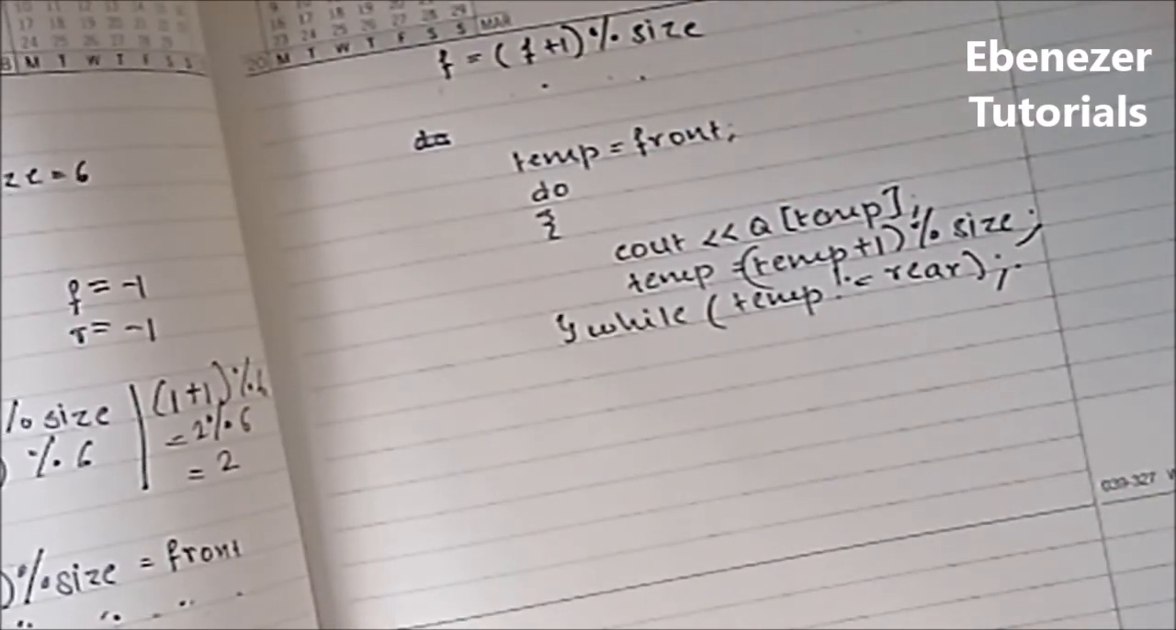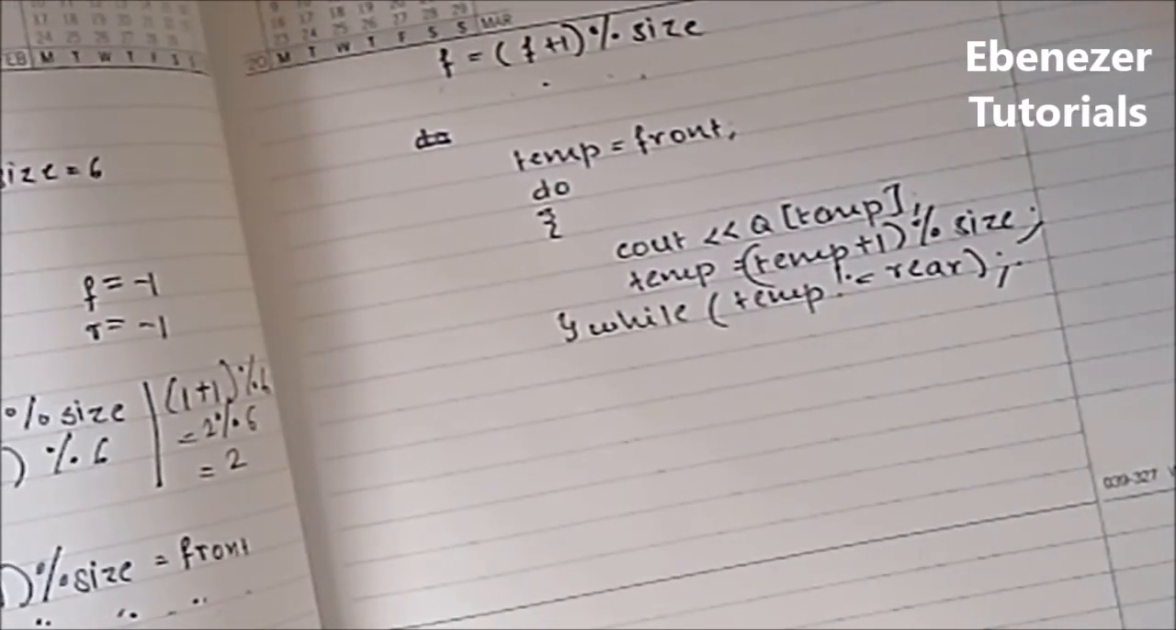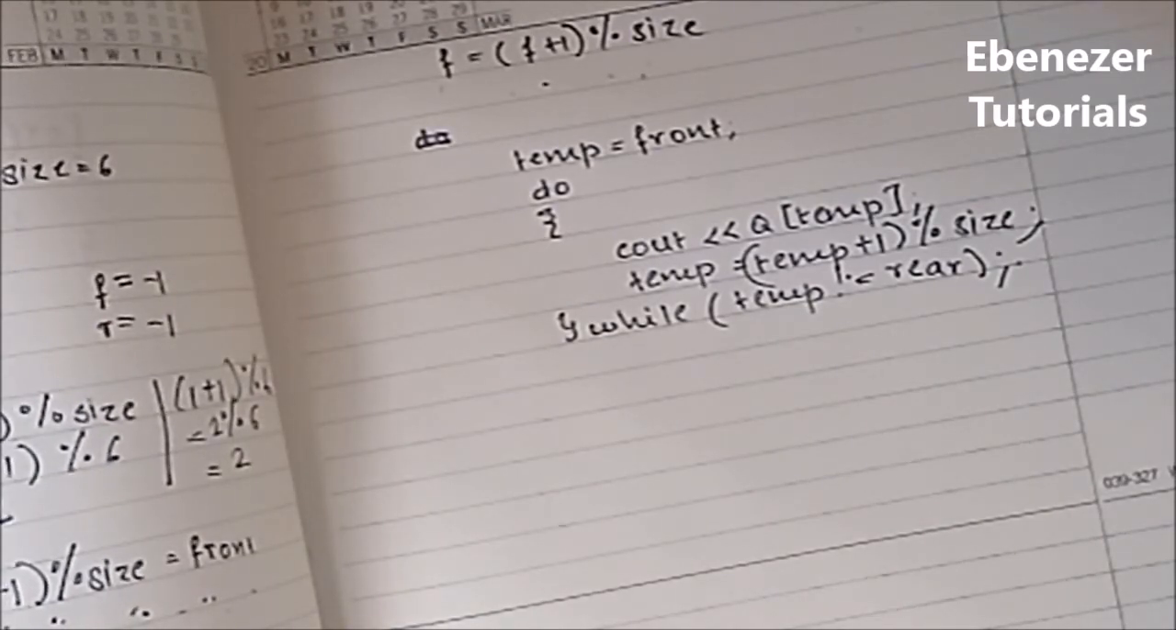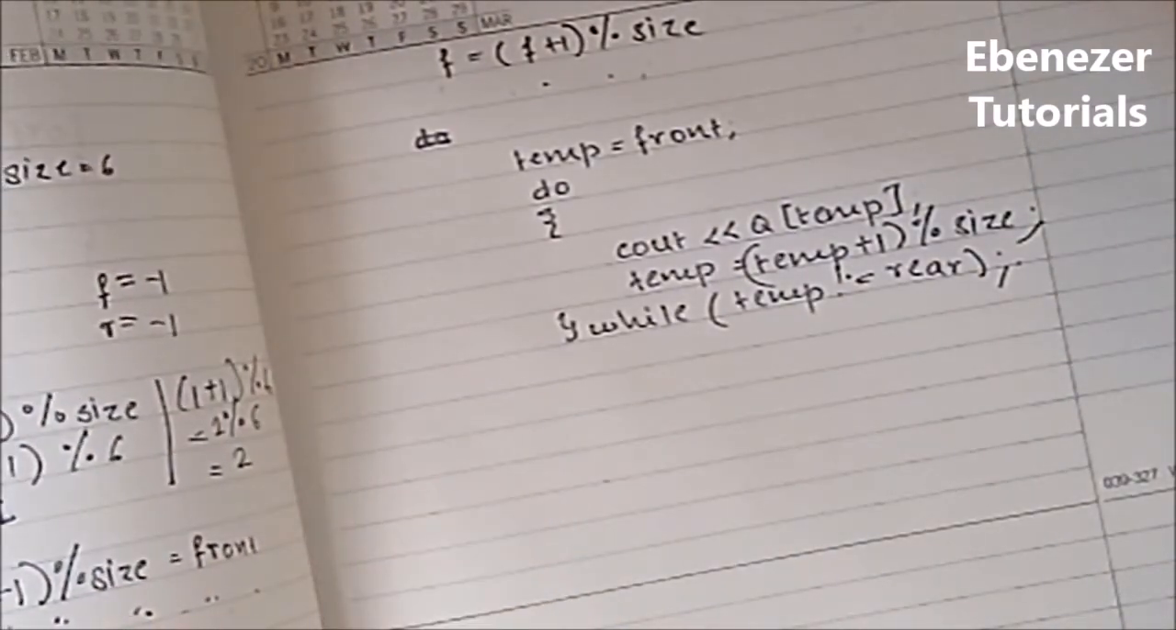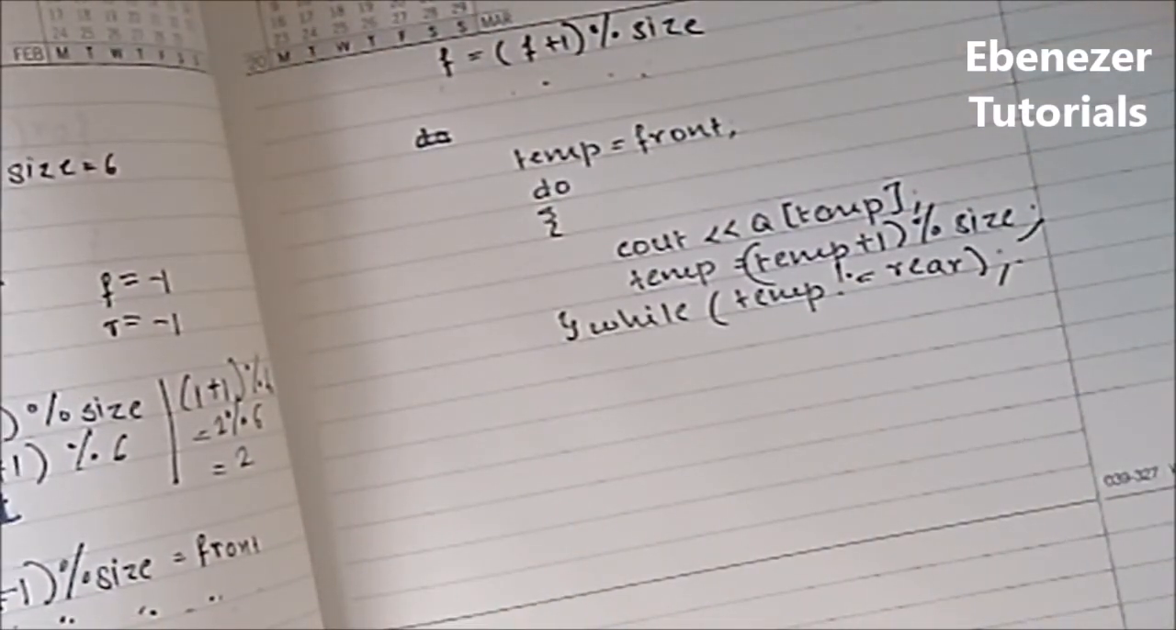So I hope you all have understood the circular queue, its concept, and how to implement it. We would also be seeing the implementation of the entire code for circular queue in C++ in the upcoming videos.